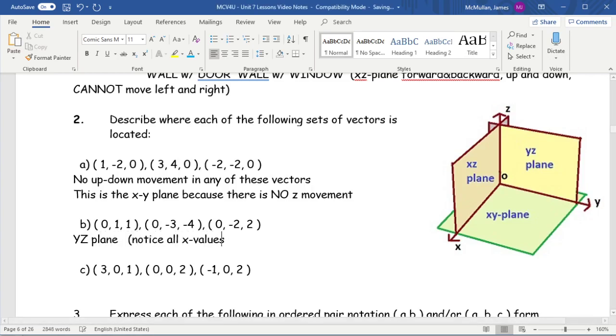Notice all x values are 0. This one obviously is going to be the xz plane, no y movement. So no left or right, only forward, backward, or up and down.